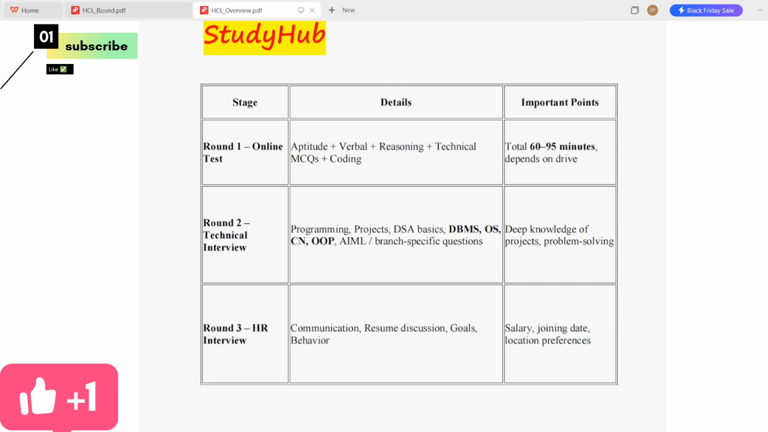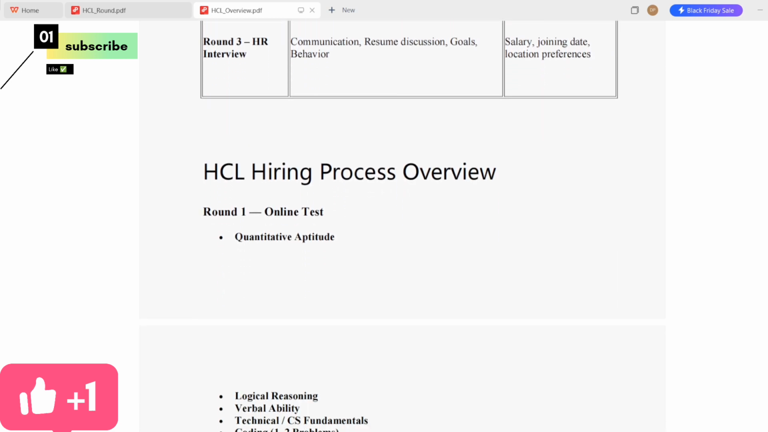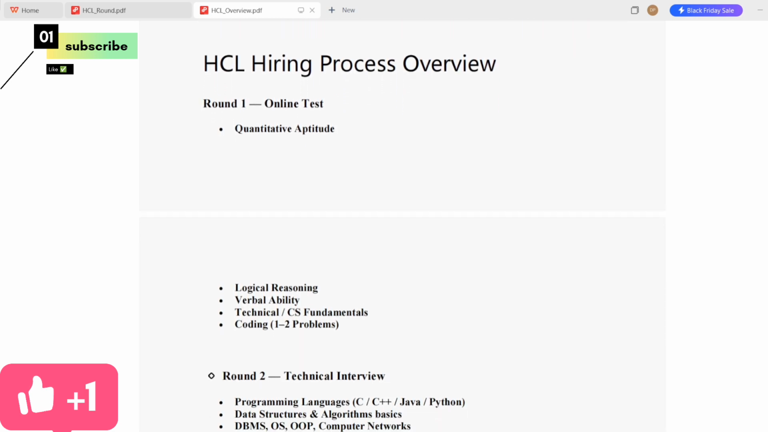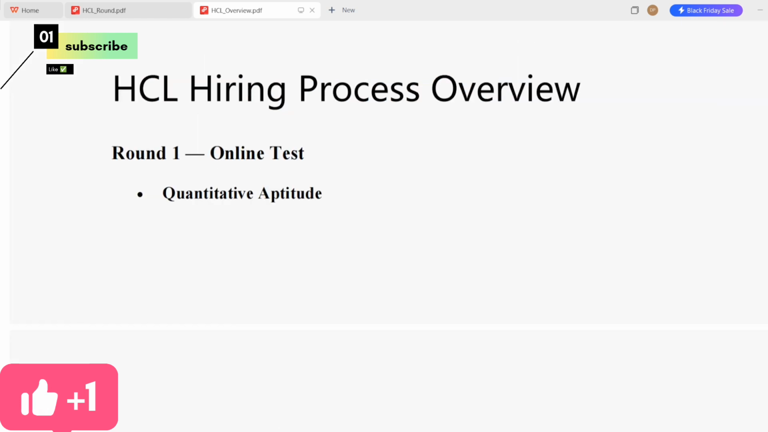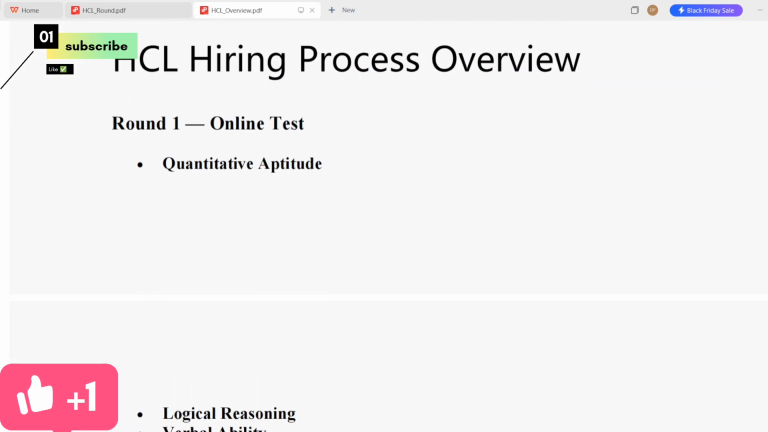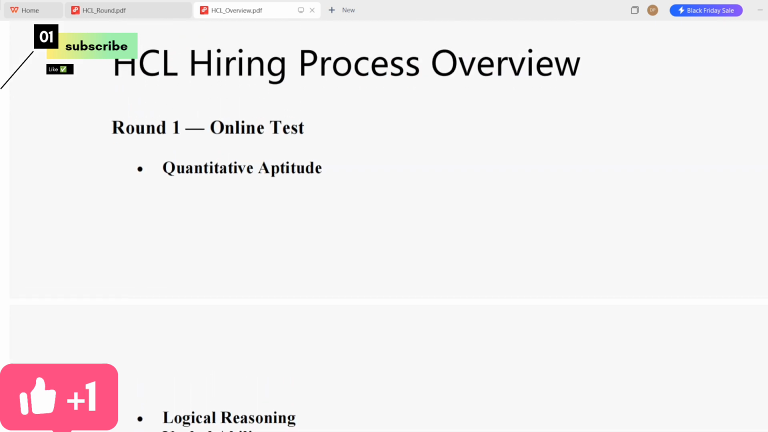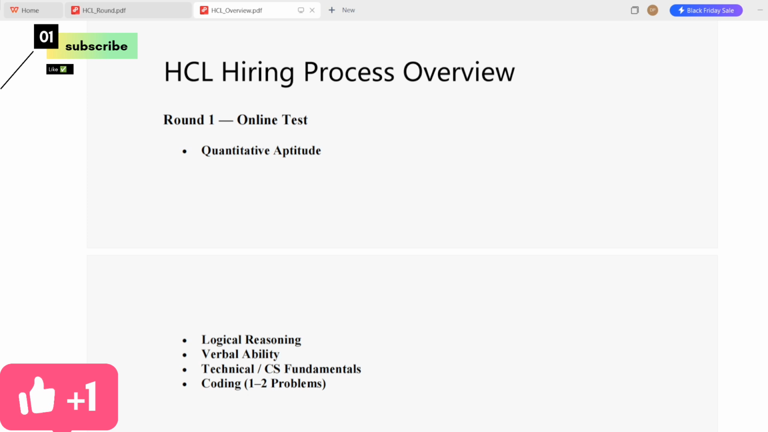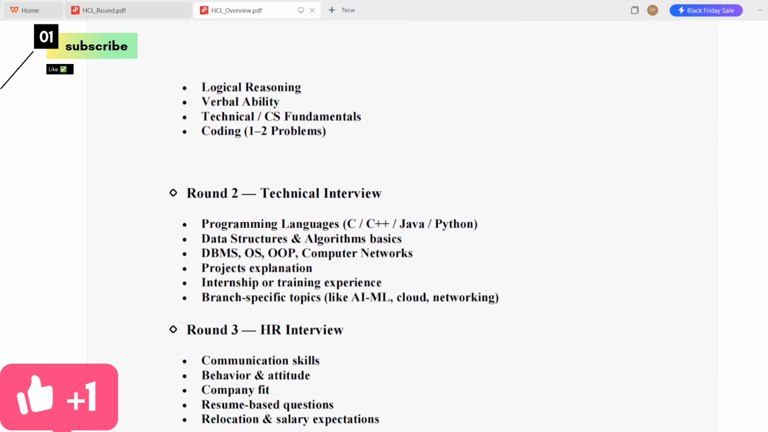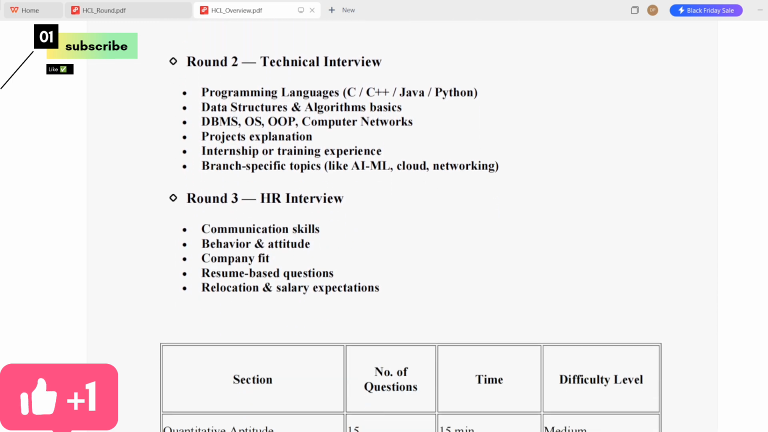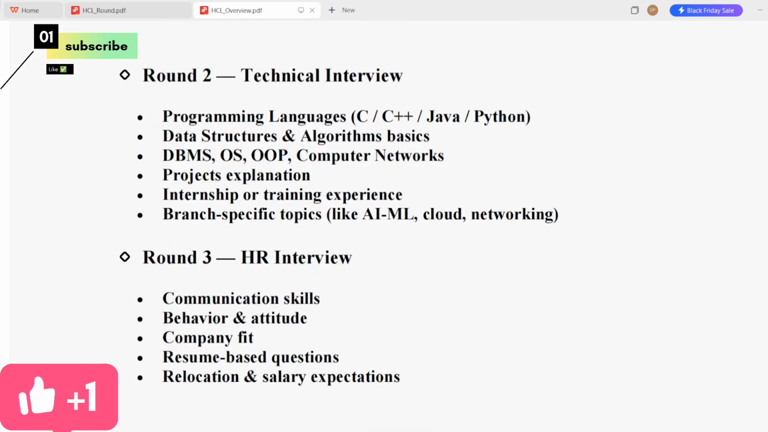HCL mostly follows a three-stage selection process: round one, round two, round three. Round one is an online test. The online test includes aptitude, logical reasoning, verbal ability, technical fundamentals, and coding, with one or two coding-based questions. This round is 60 to 65 minutes, depending on the college drive or the off-campus drive.